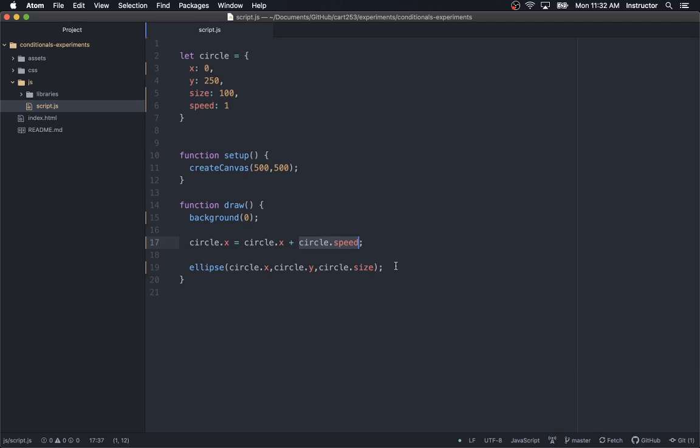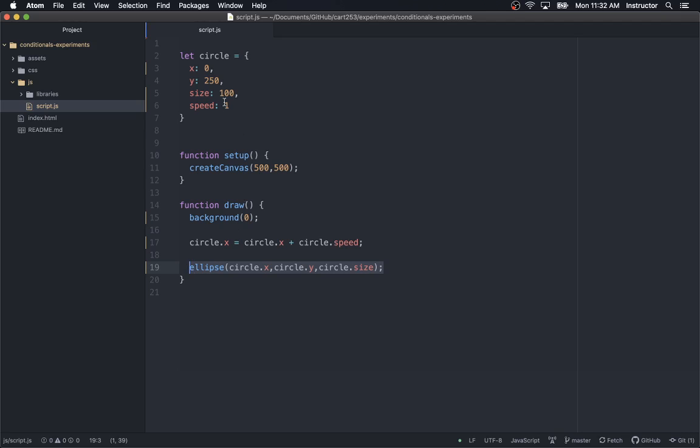And because we add the speed, its x position gets bigger, and if its x position gets bigger, it moves from left to right. And we can see that because we draw the circle on the screen and watch it move. So just a reminder, if I reload this program, it starts on the left because we set x to 0, and it moves towards the right, 1 pixel at a time, because that's what its speed is. Perfect.